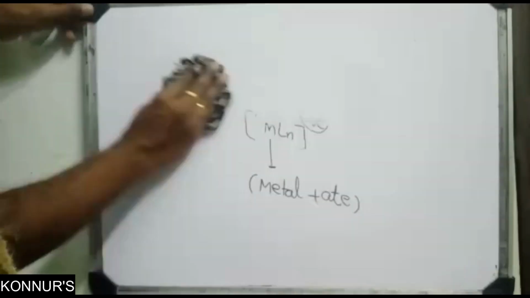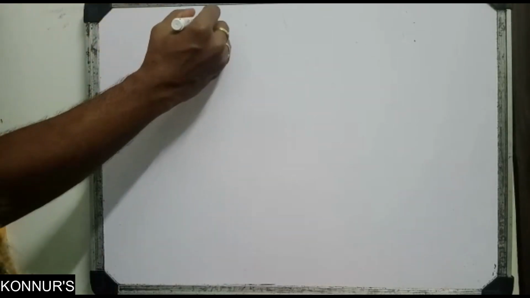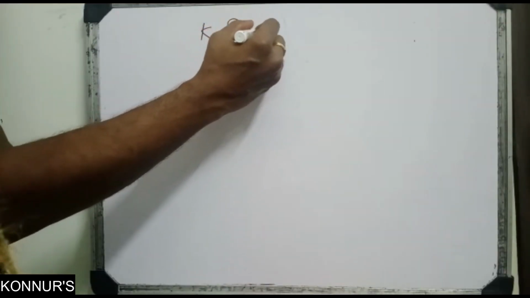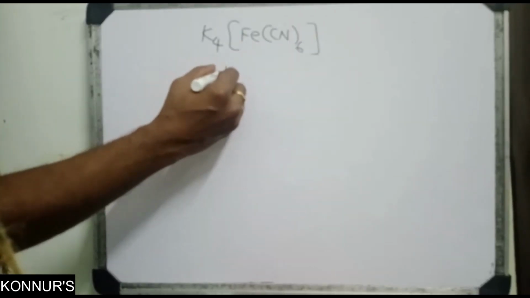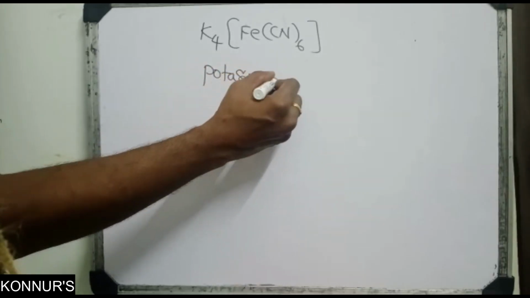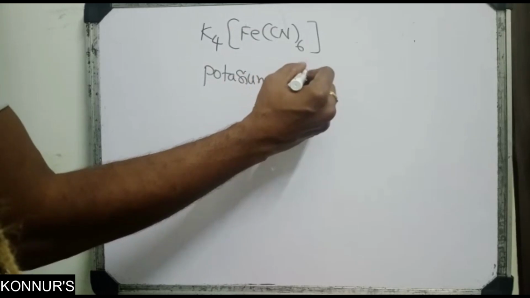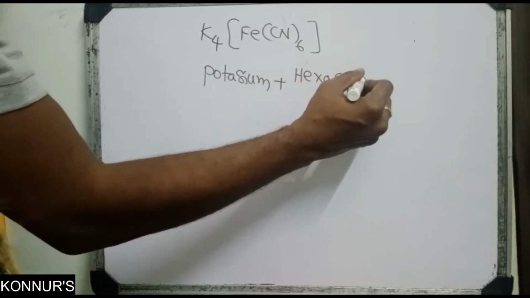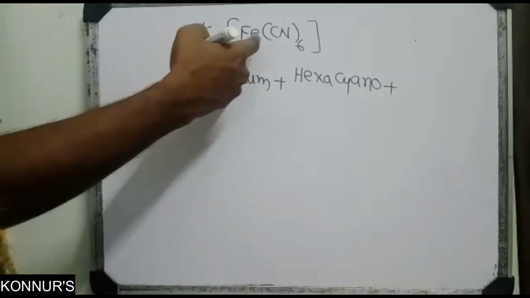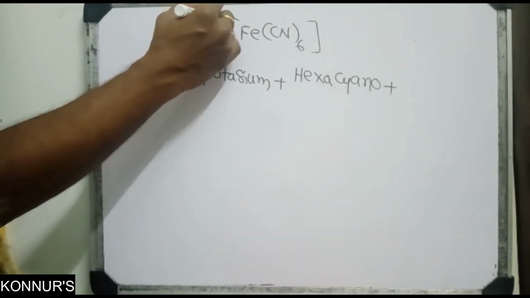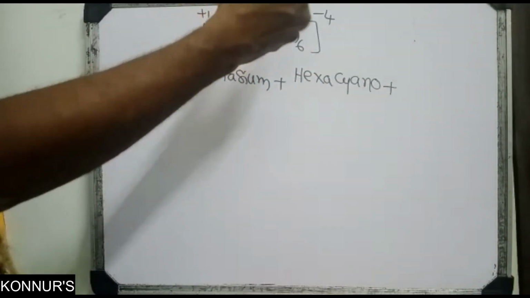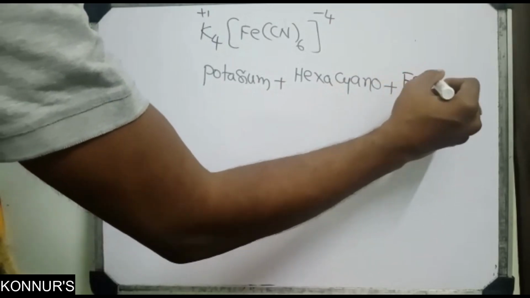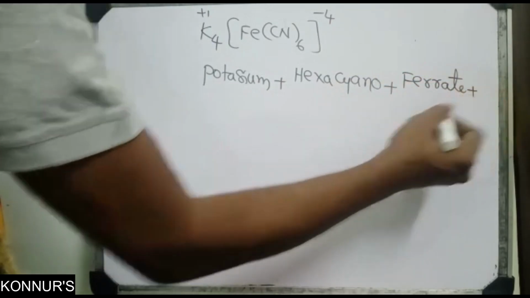Next, we see the example. Now you take K4[Fe(CN)6]. So you can write potassium, plus complex sphere. So you write hexacyano. So this is what? Negative. Here 1 positive, 4 positive, so 4 negative. So the complex sphere contains negative charge. Metal you write as metalate. So you write as ferrate.